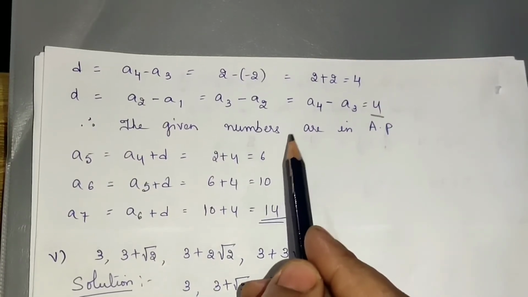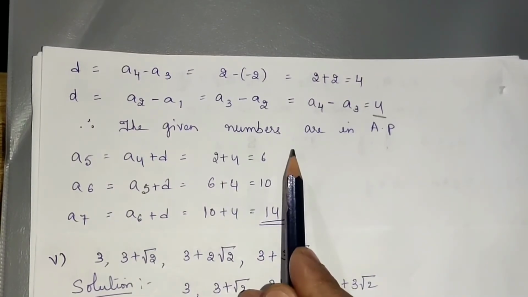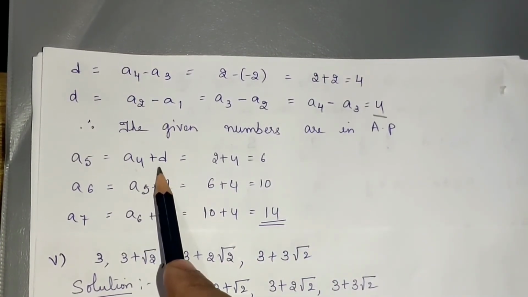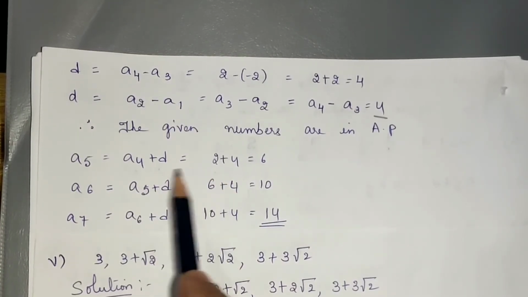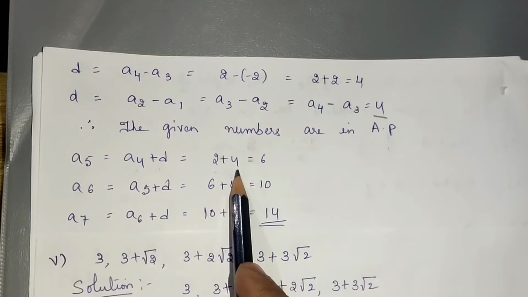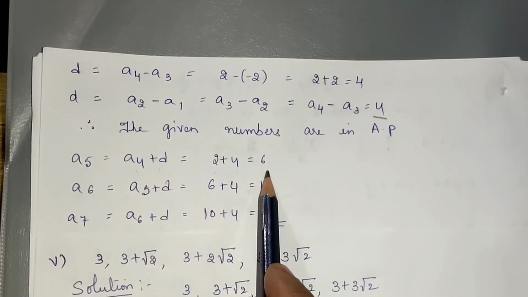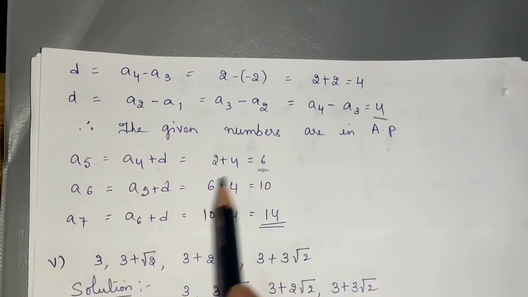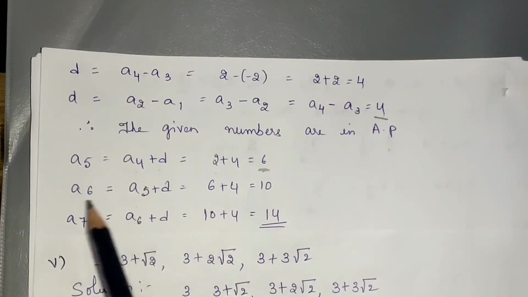The next segment of the problem is to find the remaining 3 more terms. Take the last term, that is the fourth term, and add the common difference to it. The fourth term was 2 and the common difference is 4. That is 2 plus 4 is 6. This is the fifth term. Take the fifth term and add the common difference to it. Then you will get the sixth term.